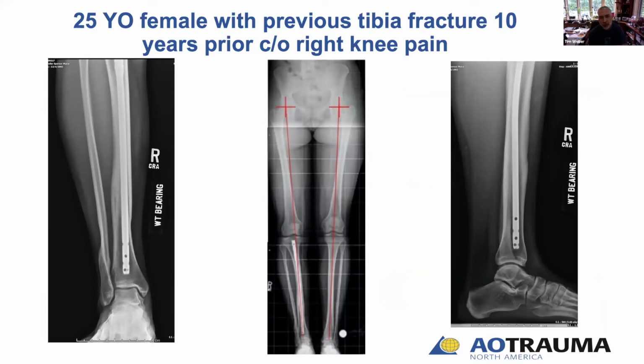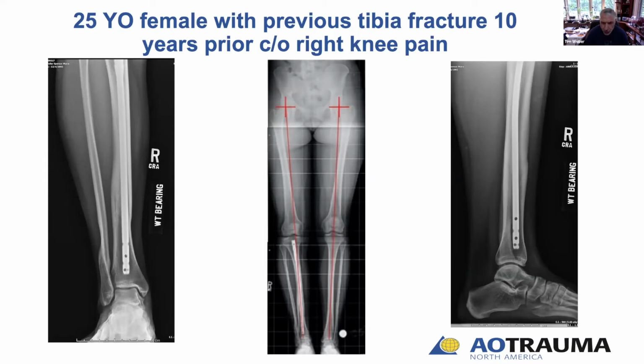All right, so let's go through 4 cases here. This is a 25-year-old female who had a previous tibia fracture about 10 years ago. She comes in complaining of knee pain. Here's her x-rays showing her tibia is well healed. Her mechanical axis is not that far off, but when we watch her walk, she turns her injured side, her knee internally rotated significantly when she's walking.